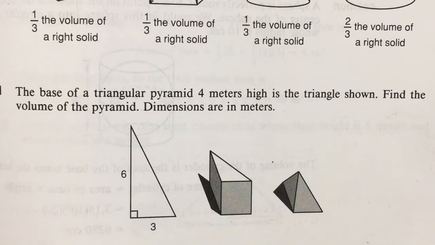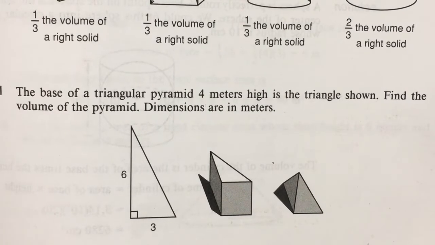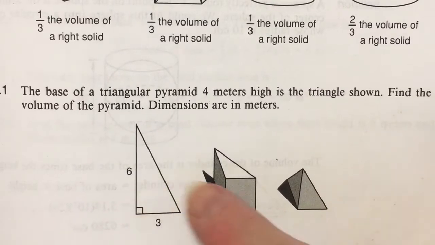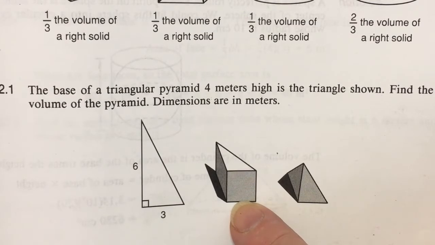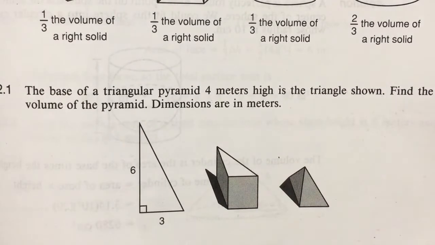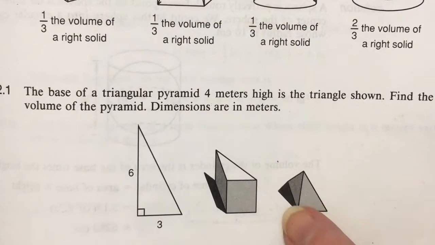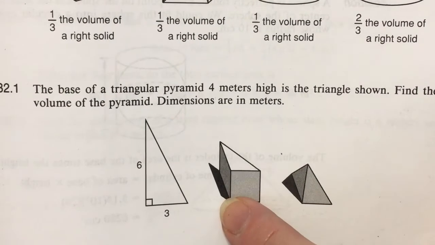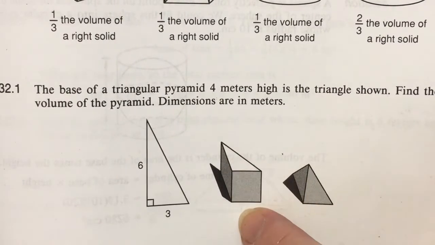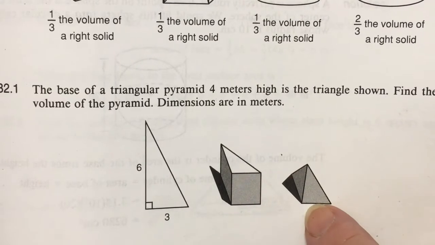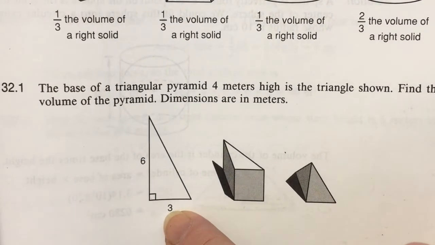The base of a triangular pyramid 4 meters high is the triangle shown. So this triangle here is the base of this triangular pyramid. Find the volume of the pyramid. Dimensions are in meters. Oops, I pointed to the wrong figure. This is your triangular pyramid. This is your triangular prism. This is a right solid. This is the triangular prism that has this as its base.